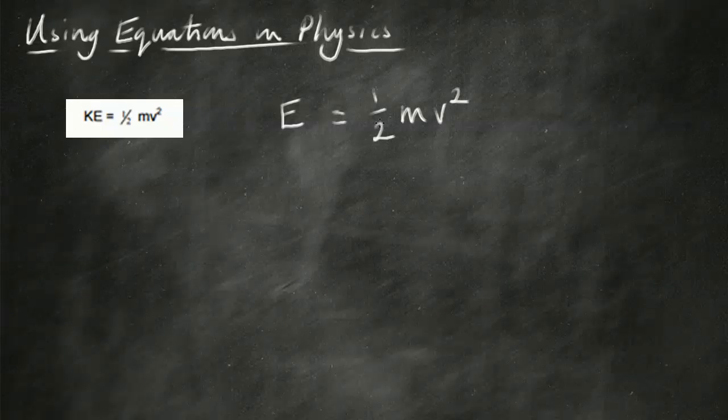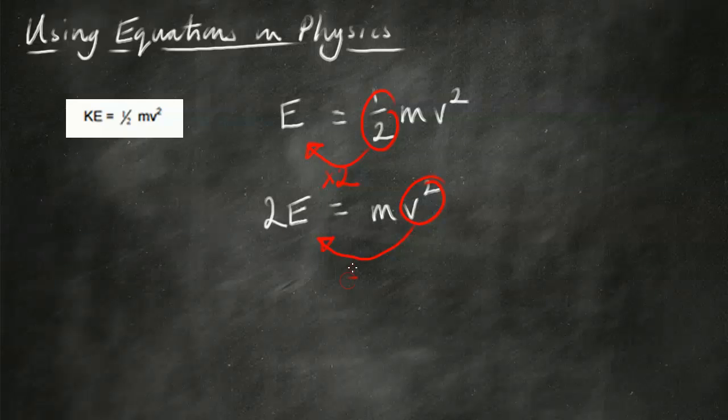Just move the half first. If you times by a half, then the opposite of that, the inverse of that, is divide by a half. And divide by a half is the same as times 2. So what you have on your next line is 2e equals mv squared. Now you've just got three things that are related to each other, you can just rearrange it. Times the v squared becomes divide by v squared on the other side.